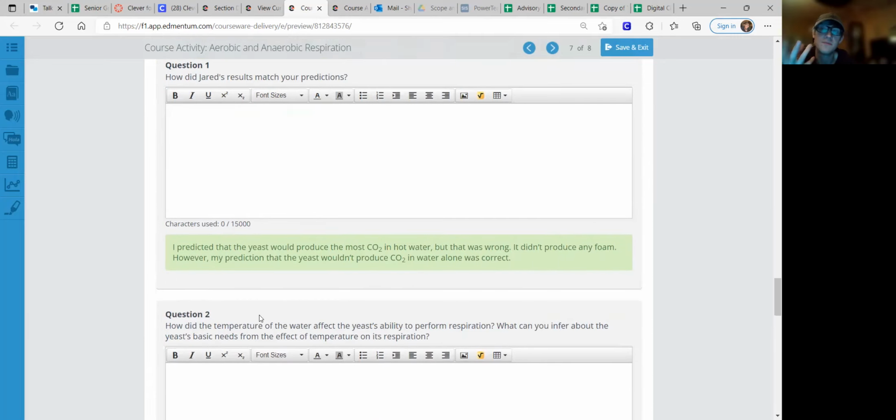So for the example prediction, it says, I predicted that the yeast would produce the most CO2 in hot water, but that was wrong. It didn't produce any foam. However, my prediction that the yeast wouldn't produce CO2 in water alone was correct. So sometimes our predictions are not correct, and that's okay. That's part of science.